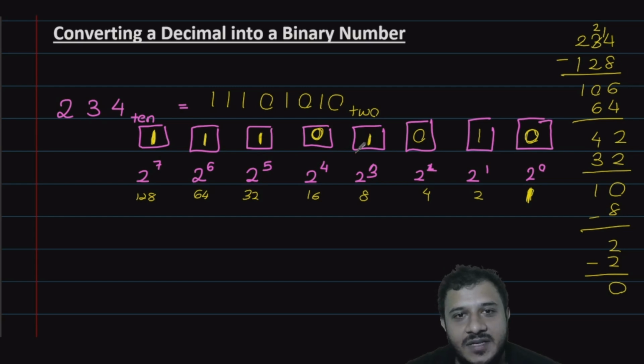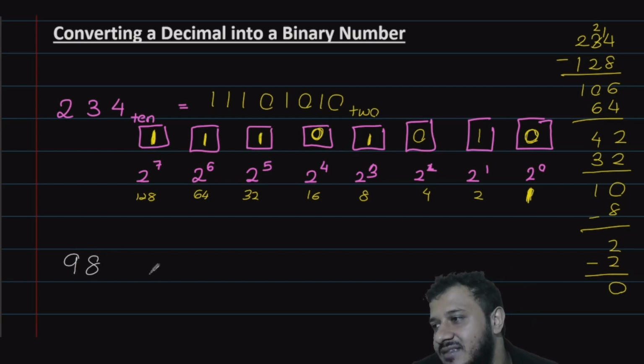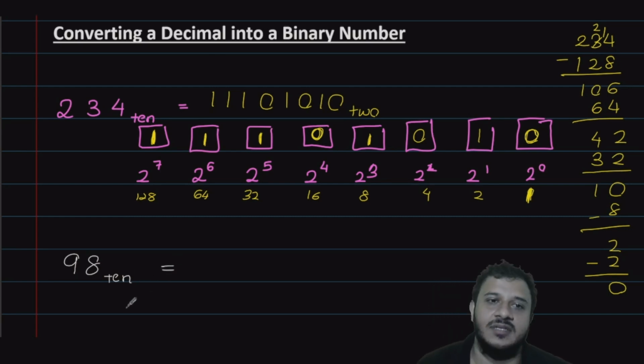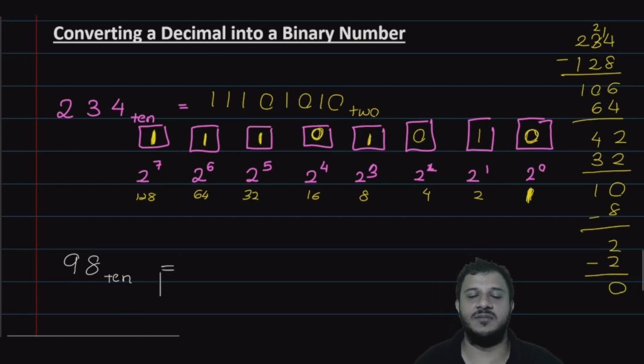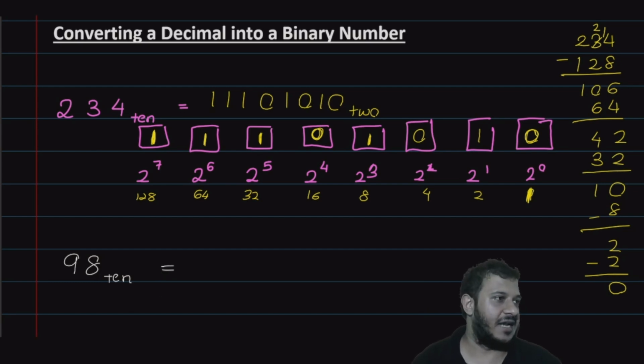Okay. Quickly write this down and give your best try to convert this 98 into a binary number. Give your best try to convert it into a binary number. And after that, I will teach you all a little bit of a different strategy or an easy method to do it.